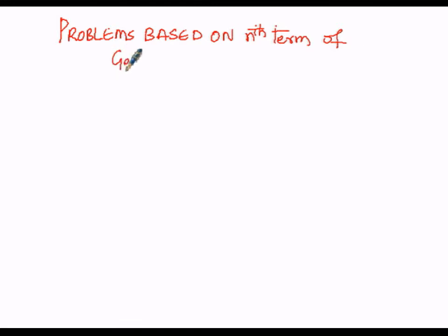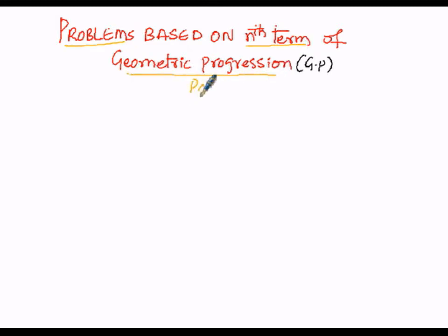Problems based on nth term of geometric progression. So here geometric progression, symbolically or in abbreviation, can be written as GP. So we are going to perform a few problems based upon the nth term of the geometric progression under part 2 in an advanced level.